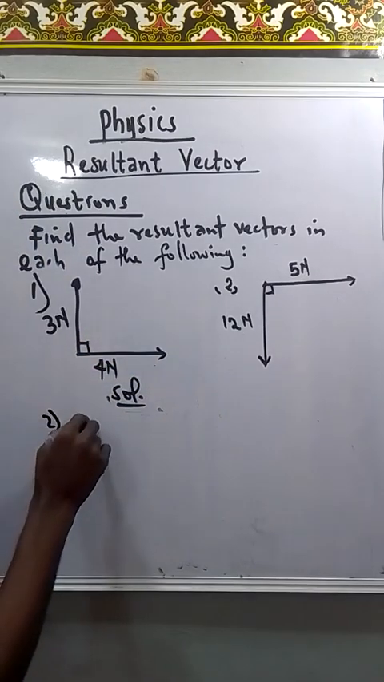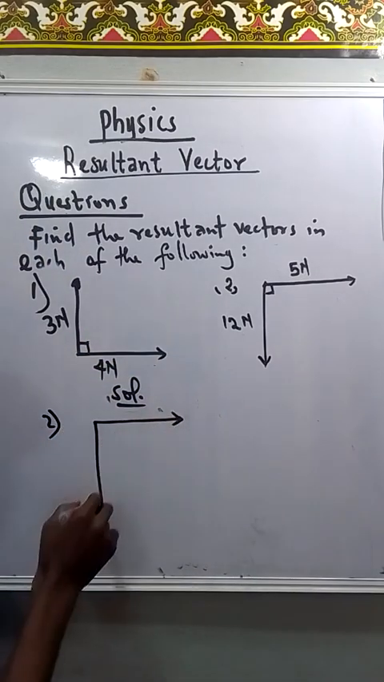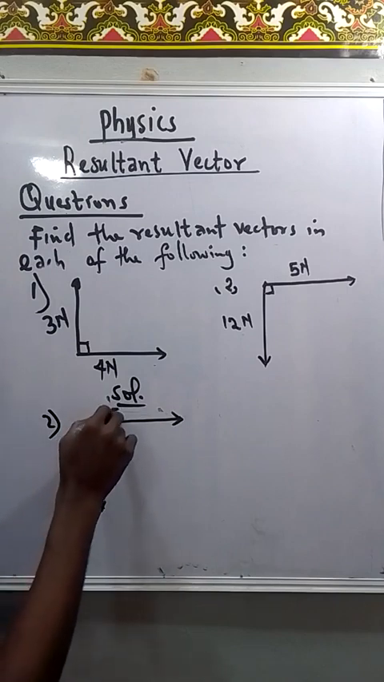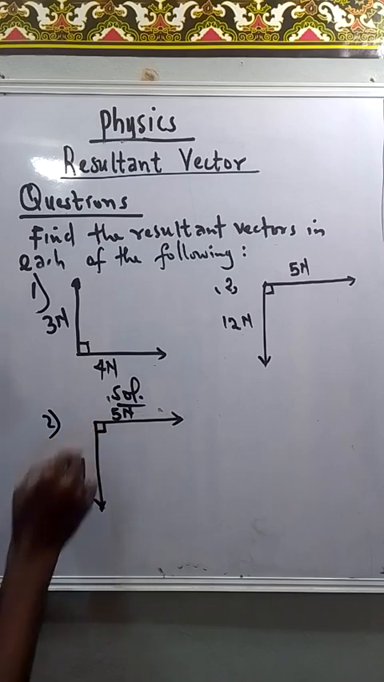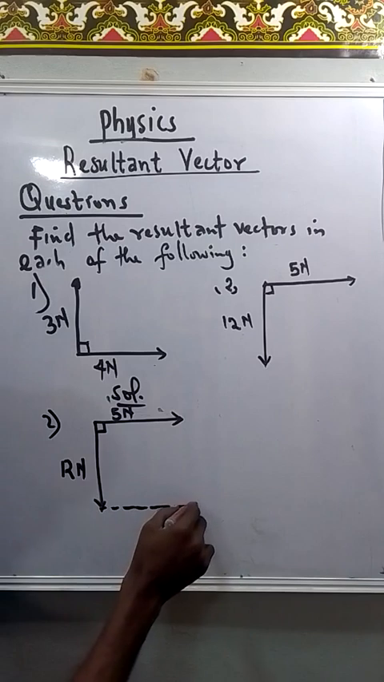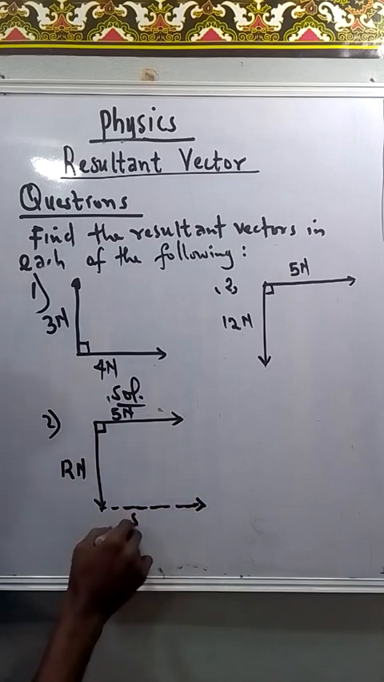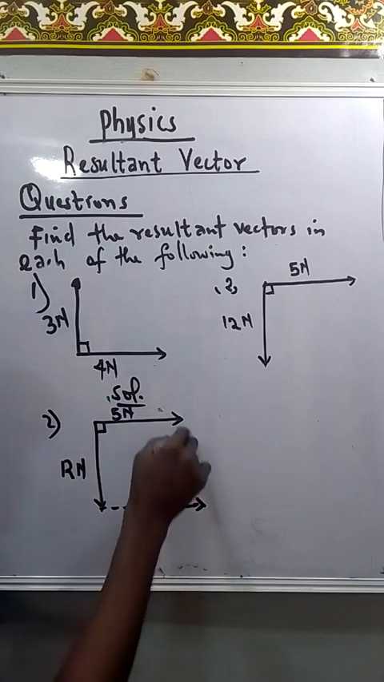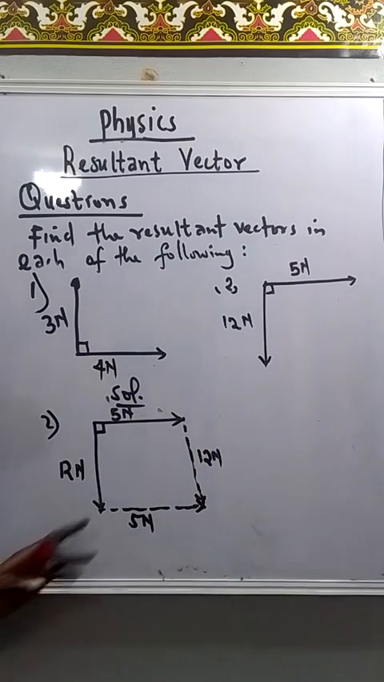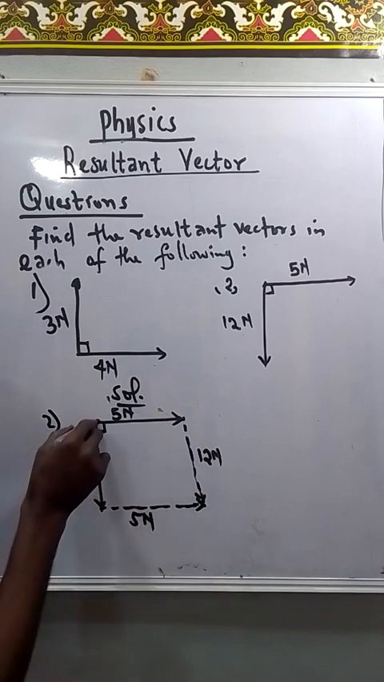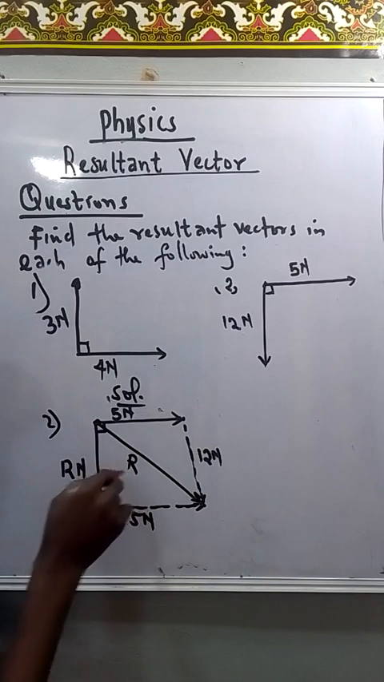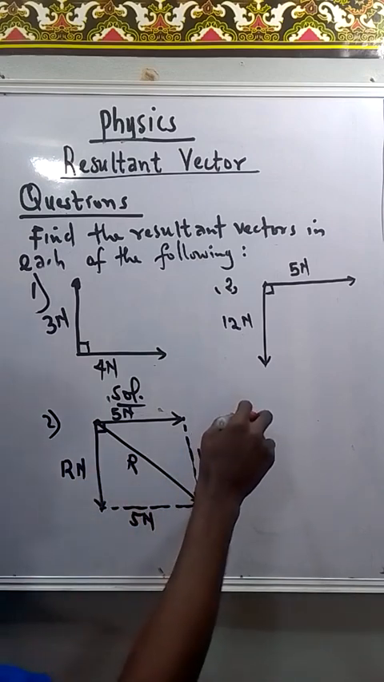So number 2, we have this diagram. We have 12 Newton here and we have 5 Newton here. Then we have perpendicularity here. Now let's complete this parallelogram. This will be 5 Newton also, and this will be 12 Newton as well. Let's compute the resultant. This is the point of action. We draw our resultant from here. This is R.